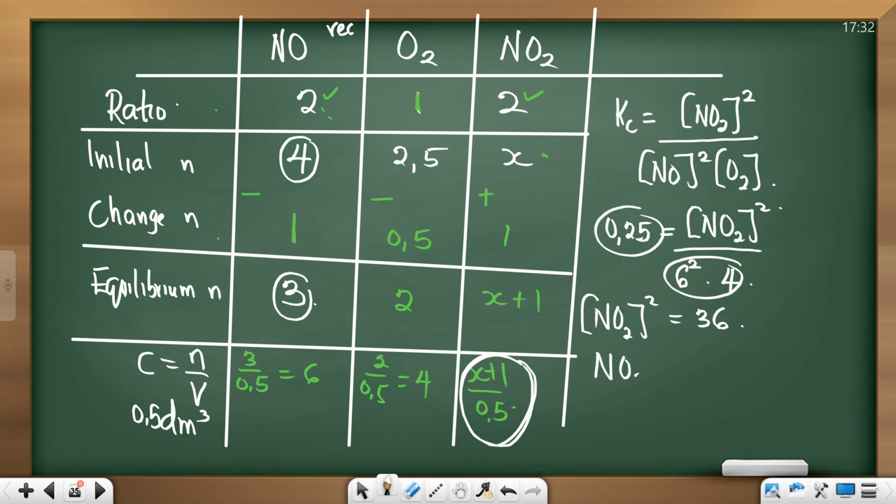If that's the case, then NO2 would be 6. What is NO2? X plus 1 over 0.5. And I'm sure from here you can solve for X. I hope it makes sense. And that's the question. All right, so you need to find a way to make your math easy. Make math easy for you. All right.